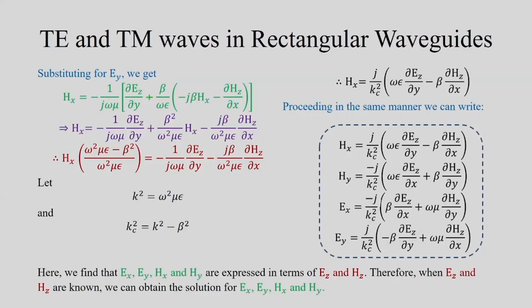So, solving the field equation within the waveguide region essentially now becomes finding the solution for Ez and Hz. Depending upon whether Ez is 0 or Hz is 0, we will get different solutions: when Ez is 0 we will get the TE solution, when Hz is 0 we will get the TM solution. So, one of these components, Ez or Hz, has to be there to support the transverse field components.